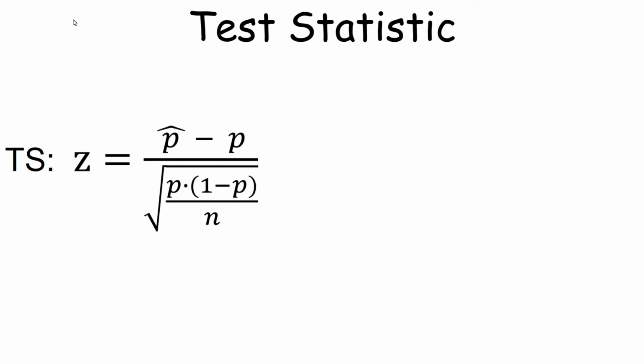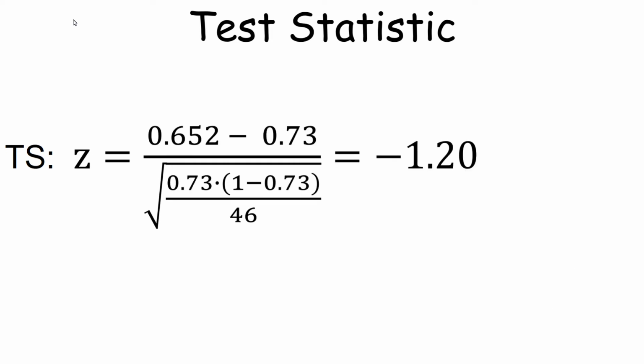So we've got to calculate our test statistic. What we need to do is use our sample statistic, and we're going to use that sample statistic to test. All we want to know is how far away is 30 out of 46 from 73%? Is it far enough away for us to establish statistical significance? When you compute the test statistic, you get negative 1.20.